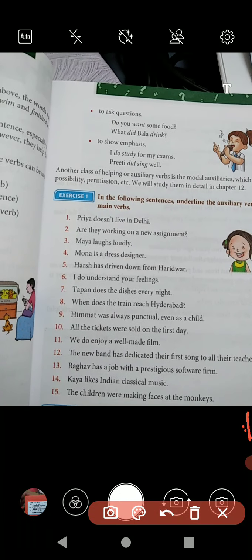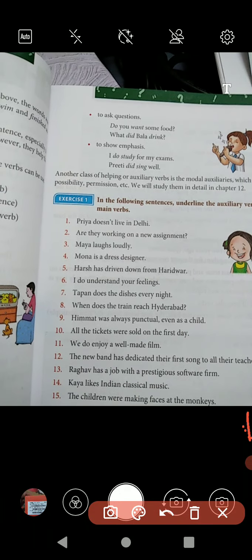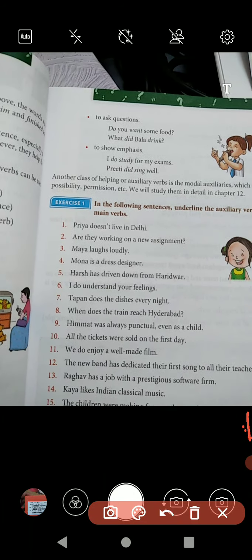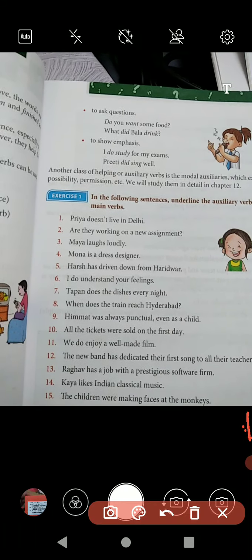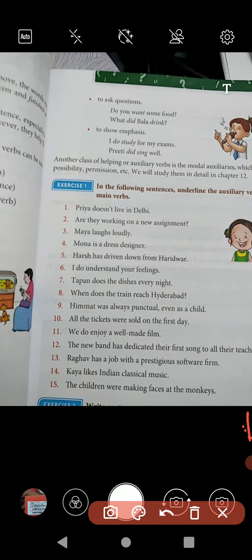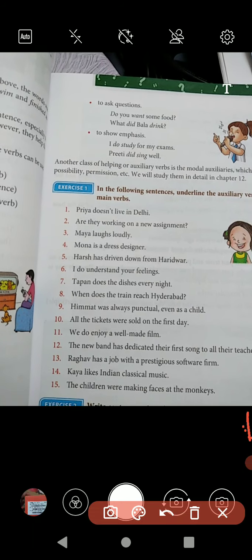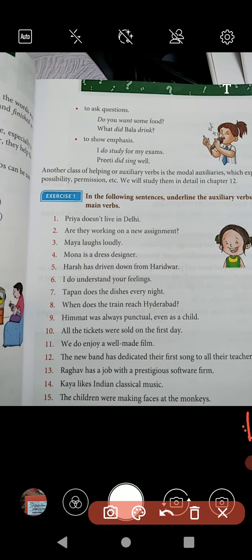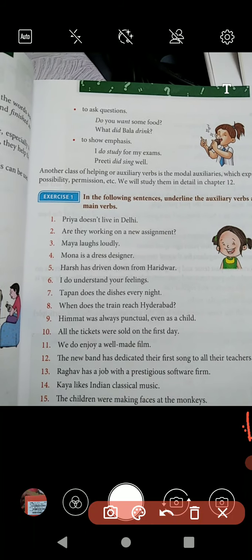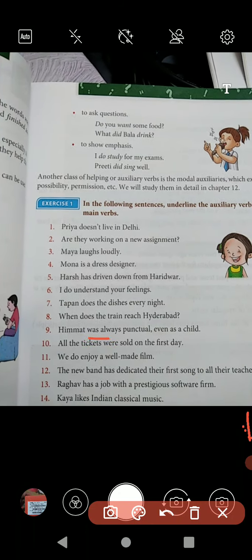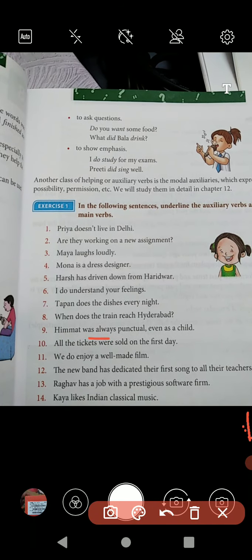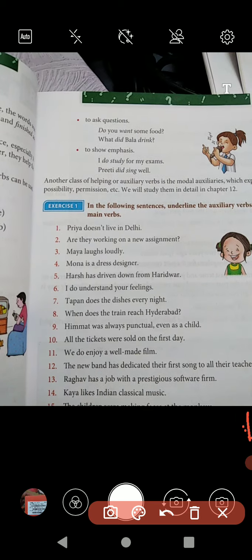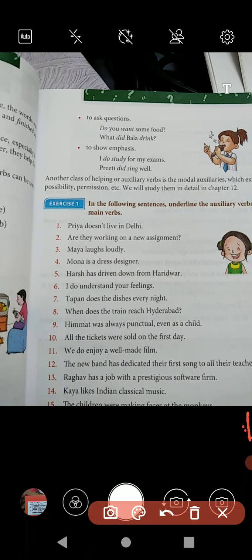And the ninth one, we have, Himmat was always punctual even as a child. So in this sentence we have one main verb, that is, he was punctual. So was is the main verb.